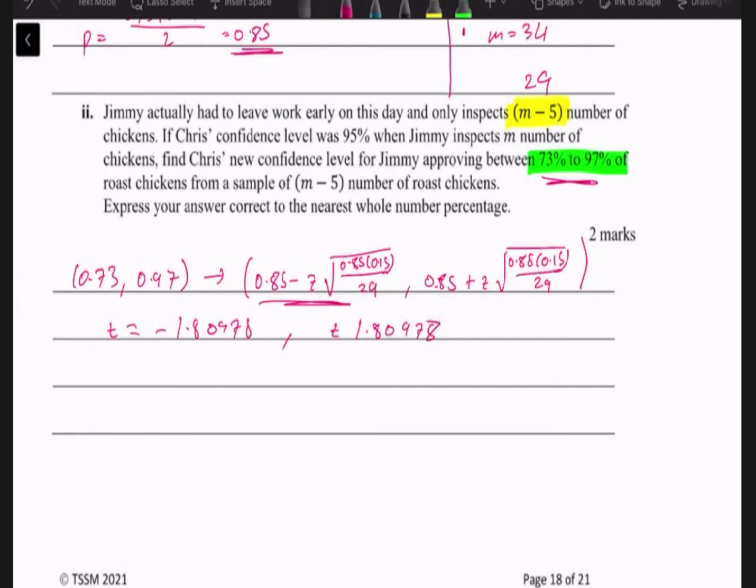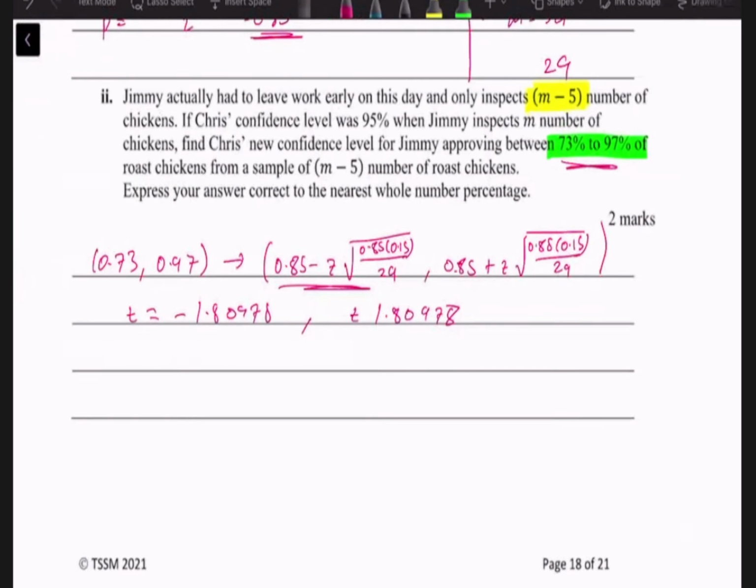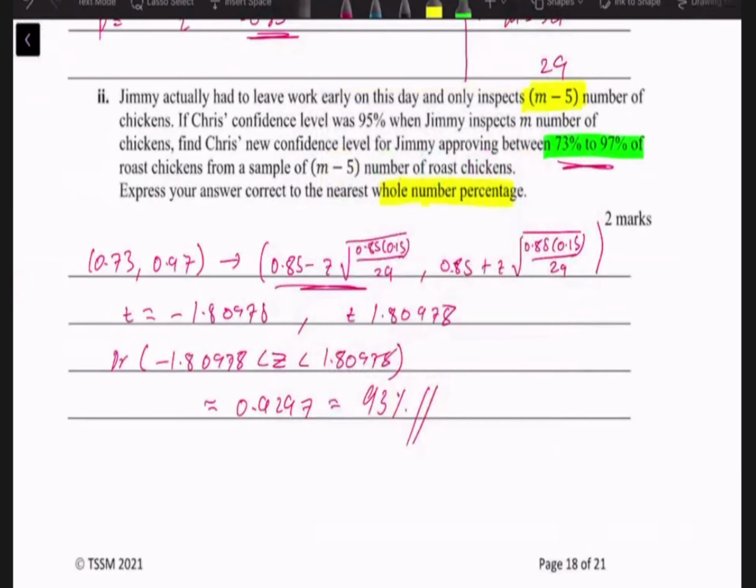And then to find your confidence amount, you just find the probability that z is between those two values. So z between negative 1.80978 and 1.80978, and you get 0.9296, which is approximately 93%, because it's to the nearest whole number.